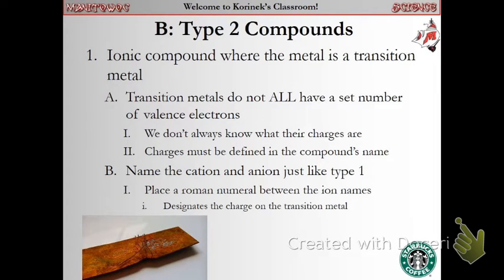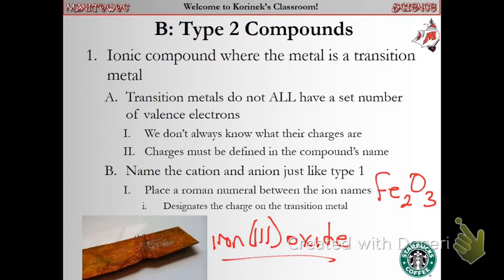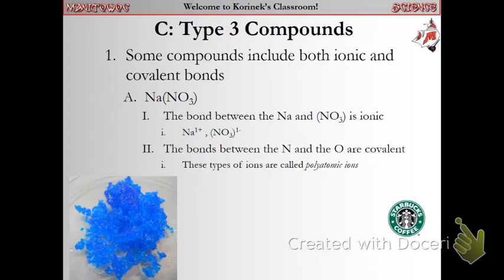The only difference with this type of compound is that we go ahead and place Roman numerals in between the cation and the anion. So if we've got something like Fe2O3, we're going to call that iron. If you do our process, you'll find that that's iron 3, and then we name it the same at the end. So iron 3 oxide, which is this stuff right here. It's rust, actually.